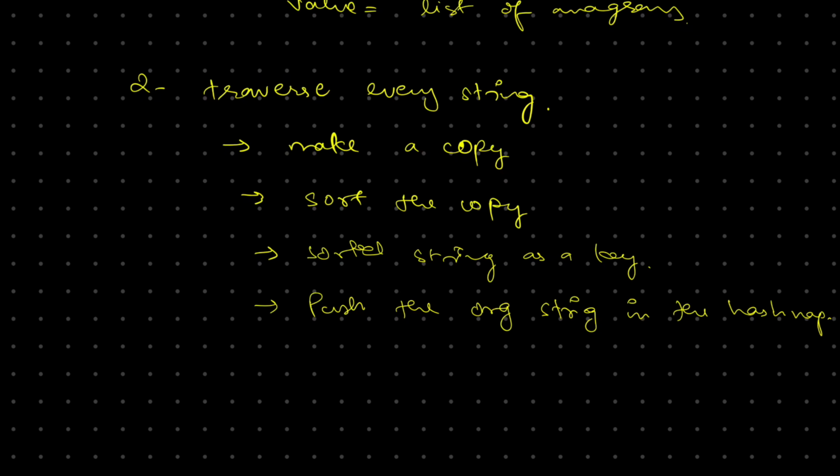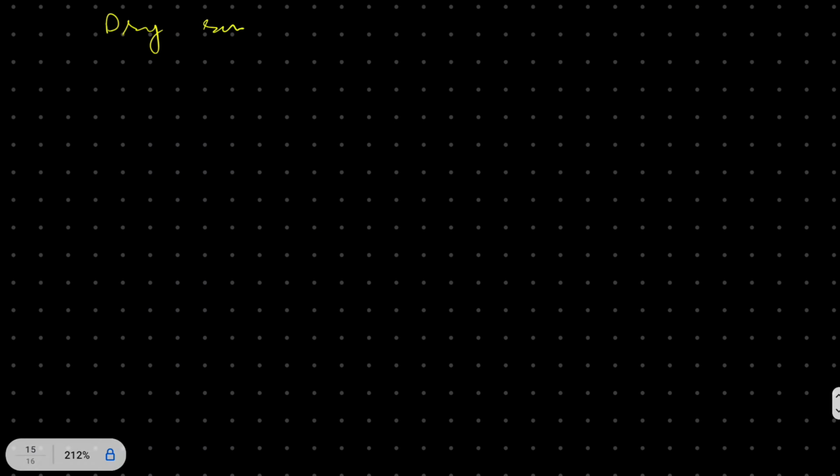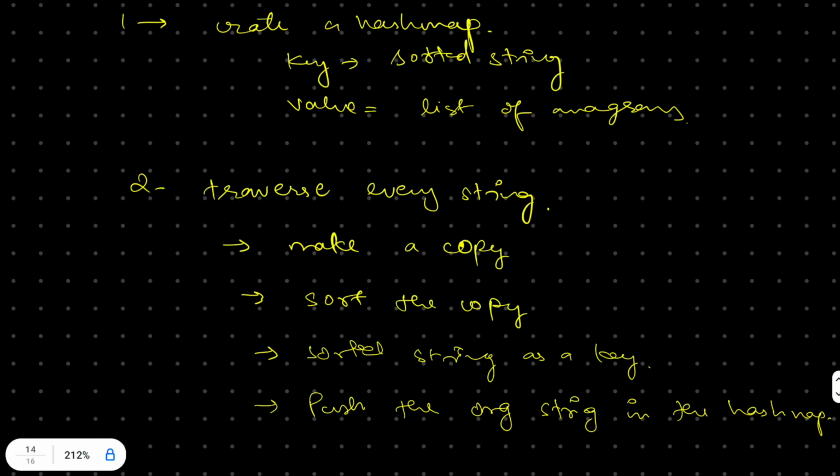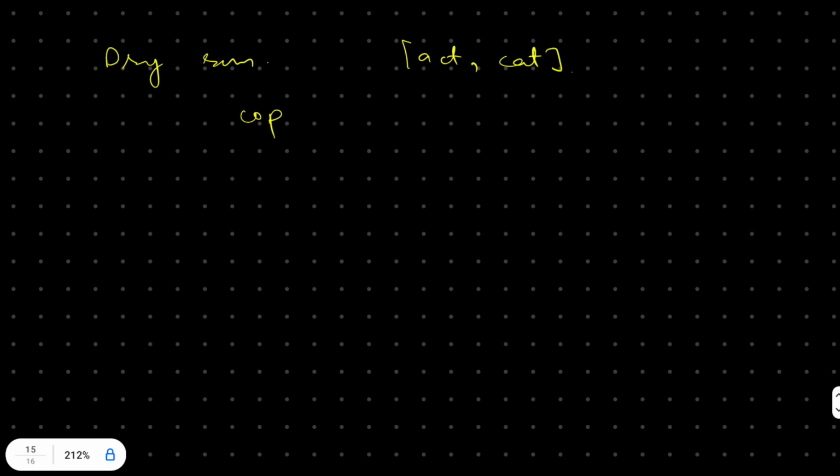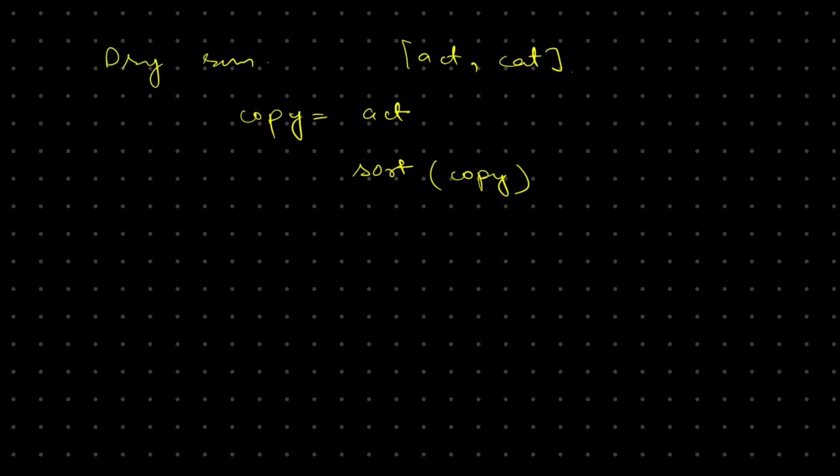Okay, for the dry run, in the example, take "act" and "cat". So what we're gonna do is first make a copy, right? So let's make a copy of act. Then we will sort the copy.